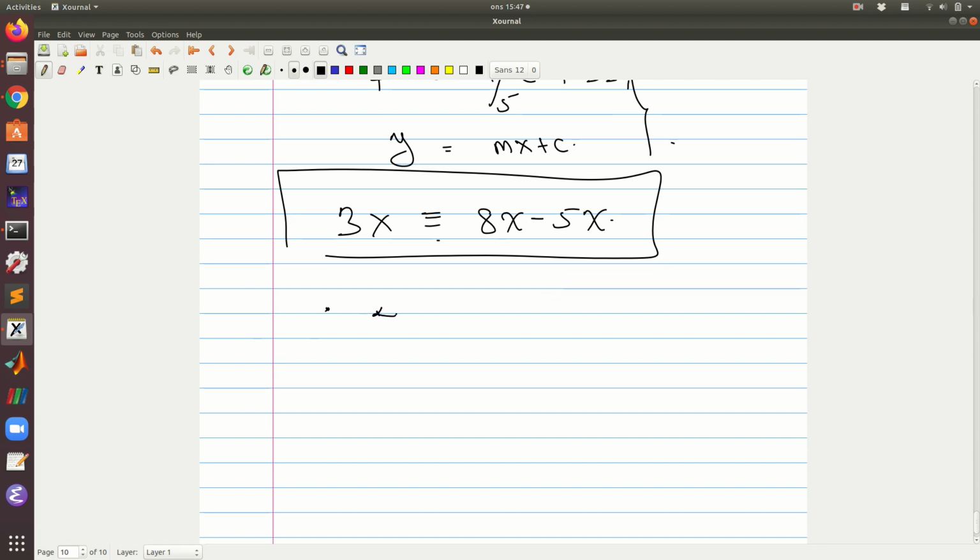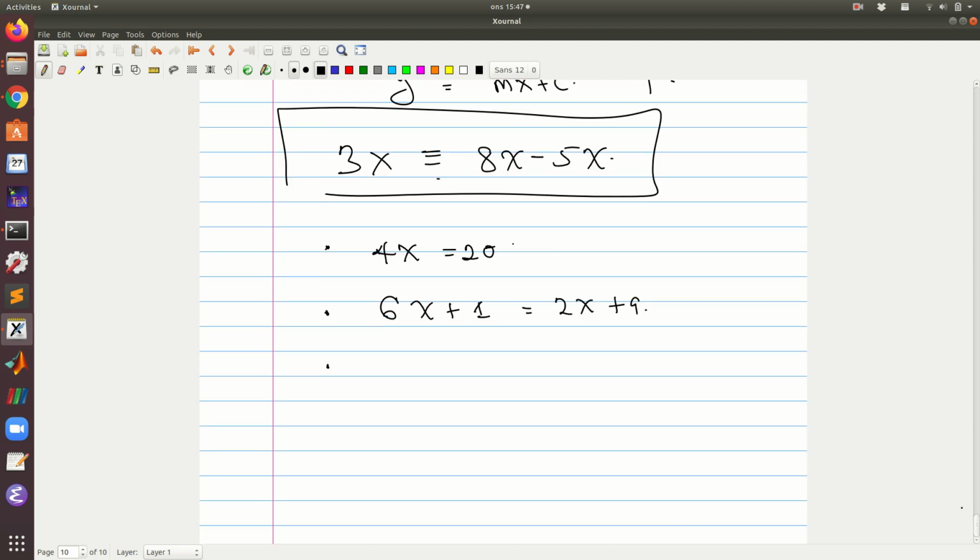For instance, say 4x equals 20. I'm sure by now you know what to do: you divide both sides by 4 so that you can express the unknown in terms of the known. And then you have 6x plus 1 equals 2x plus 9. You collect like terms, unknowns on one side and the knowns on the other side, and express the unknown in terms of the known. Okay, so yep, and other problems.